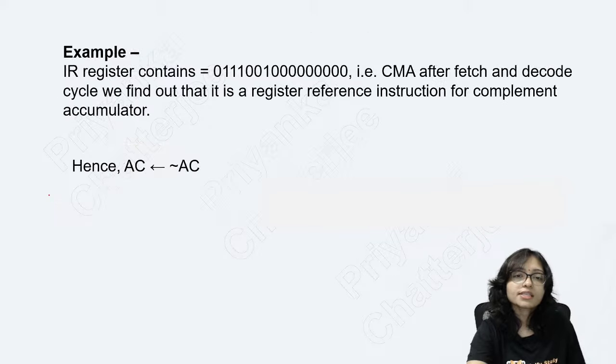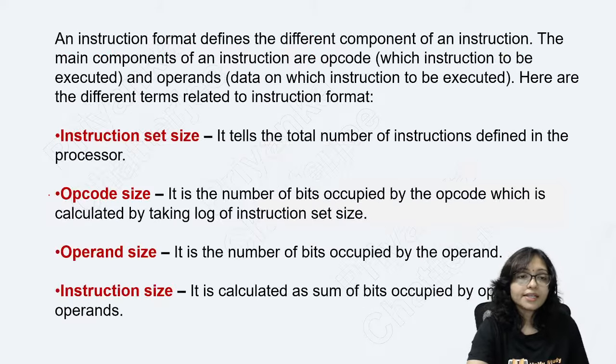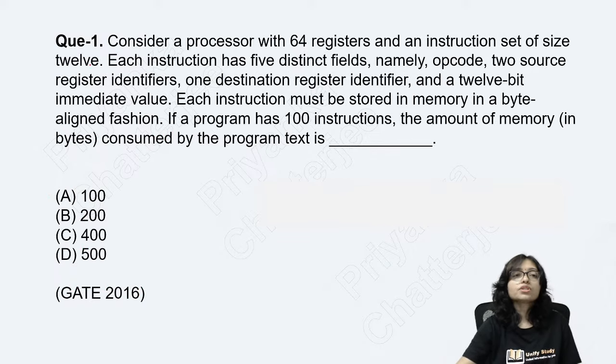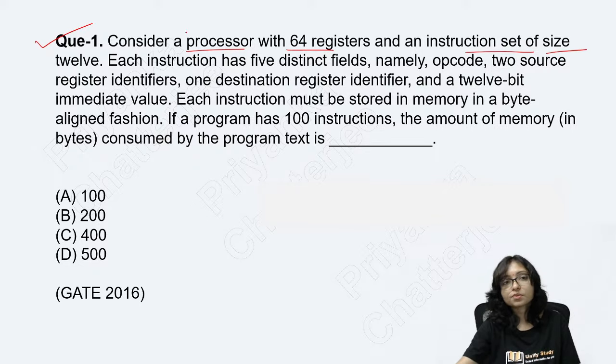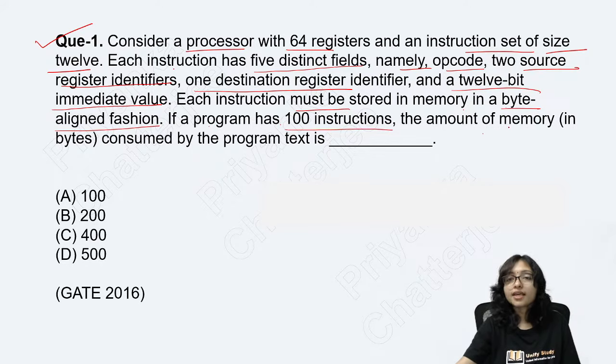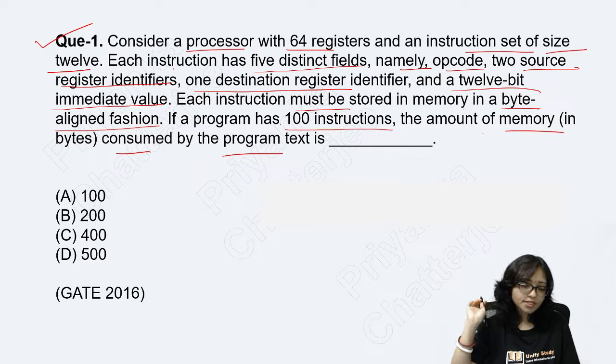Now the next one is instruction size and opcode; instruction already done. Now try to do this question. This is another numerical question. Consider a processor with 64 registers and an instruction set of size 12. Each instruction has 5 distinct fields, namely the opcode, 2 source register identifiers, 1 destination register identifier, and a 12-bit immediate value. Each instruction must be stored in memory in a byte-aligned fashion. Now, if the program has 100 instructions, what will be the amount of memory consumed by the program? Tell me.